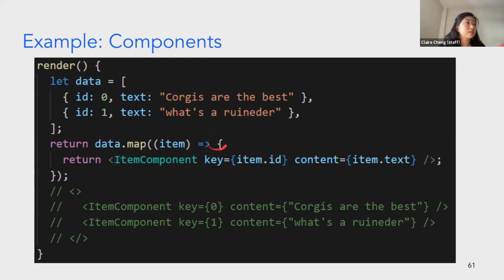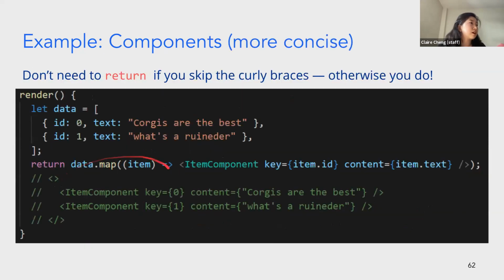But if we take these curly braces out, so we just do item arrow, no curly brace, we just have an HTML element, then we don't need the second return. So this is the more concise way to write it. If you don't want to write a bunch of return, enter, return, then you can just take out the curly brace, and React will know that you're trying to return a list of HTML elements. So you don't have to write return twice.